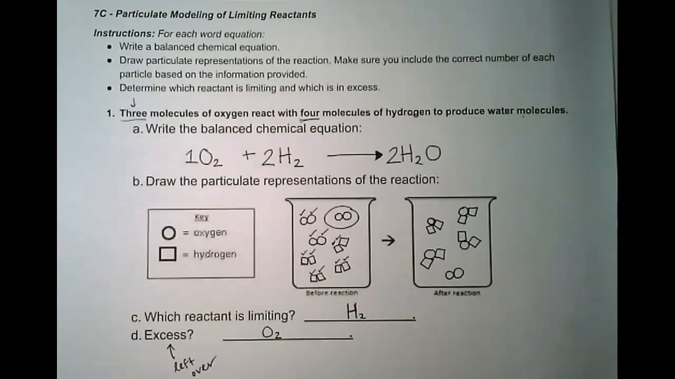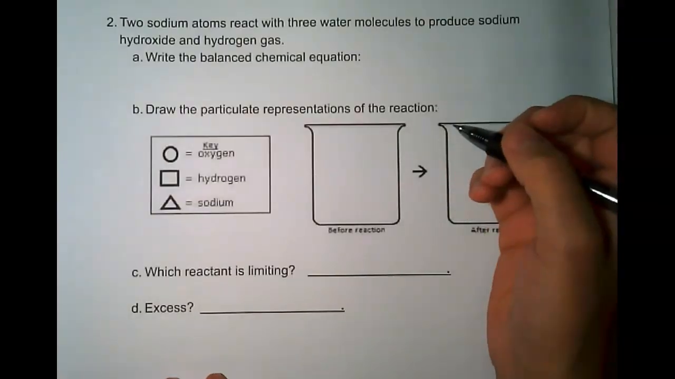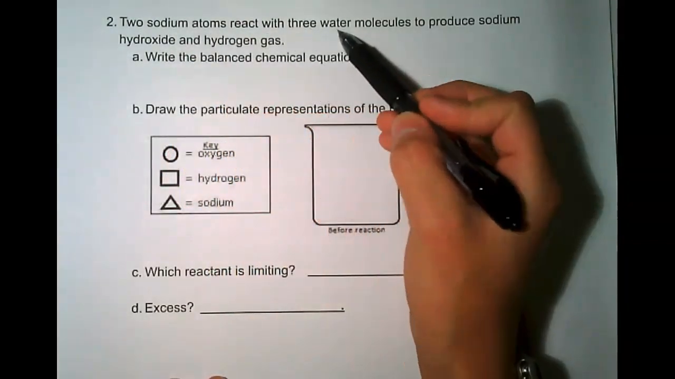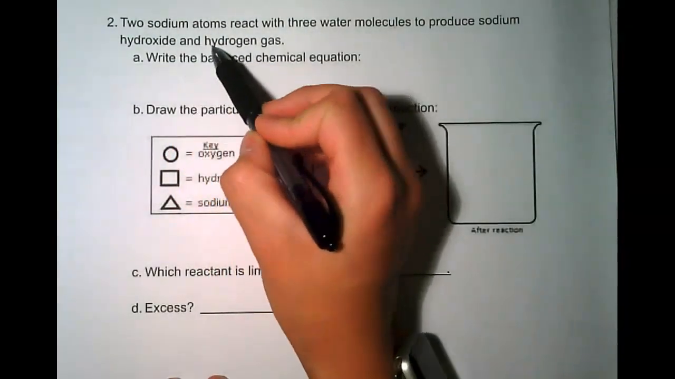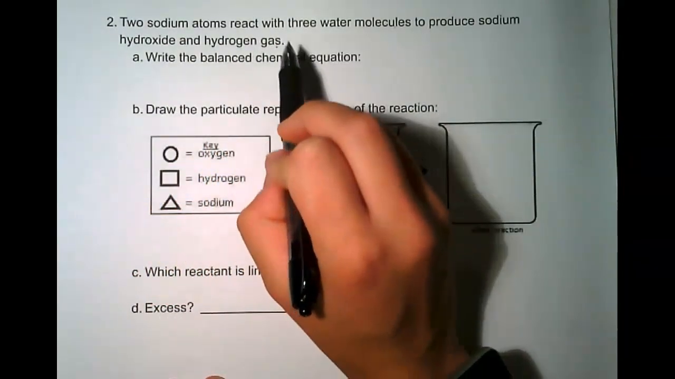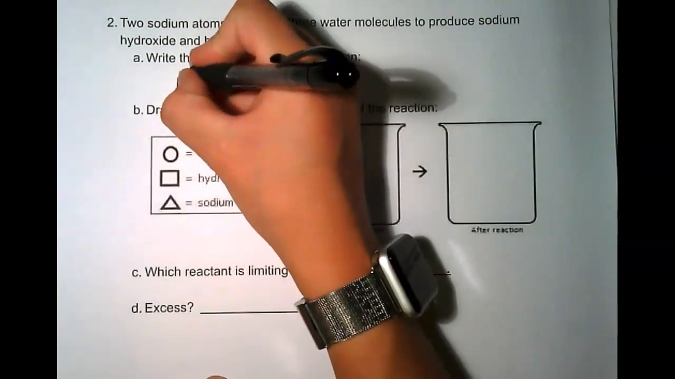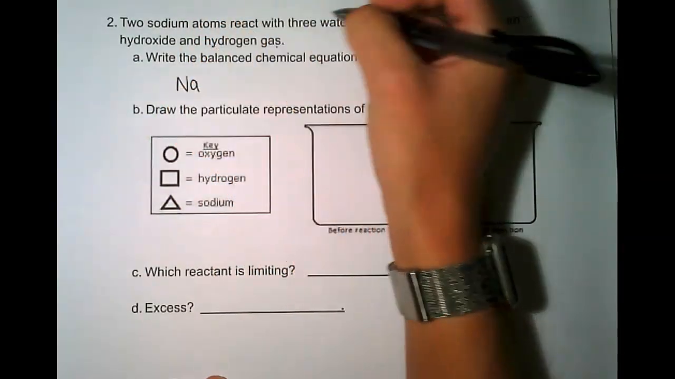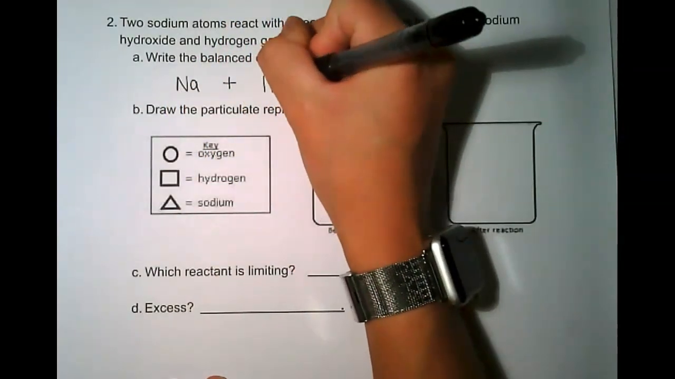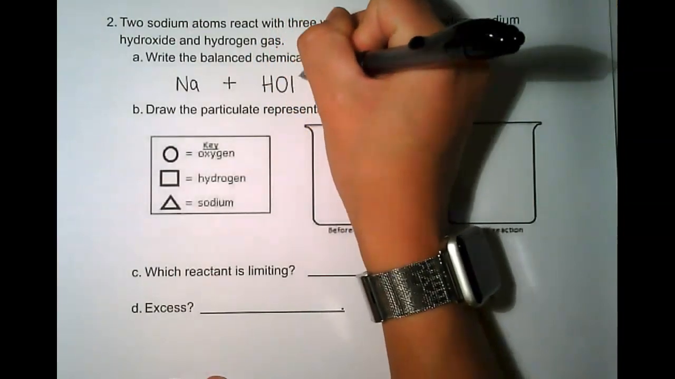So there's our first one here. So next let's look at this one. 2 sodium atoms react with 3 water molecules to produce sodium hydroxide and hydrogen gas. So first we need to write our balanced chemical equation. So we have sodium atoms, just sodium by itself, Na, reacting with water molecules. So water is H2O, but I'm going to write it HOH because I know I'm going to have hydroxide later on.